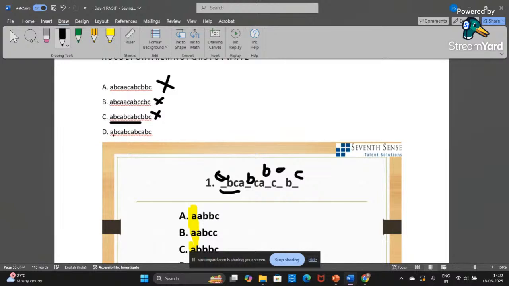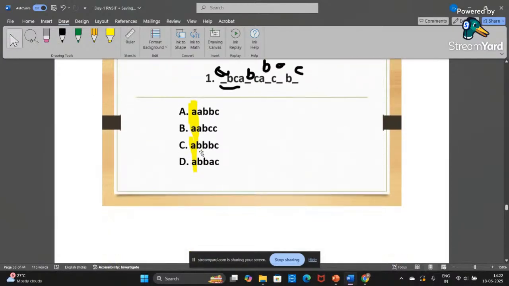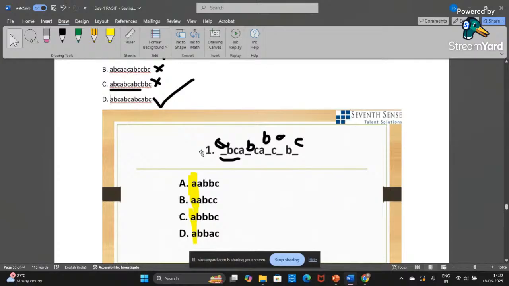Let us try with the fourth one. A B C A B C A B C A B C. See, here we have the sequence. So option D is the right answer. This is how you need to answer. But you have to be fast. Just for your understanding, I have taken all the options and filled them in the blanks to make you understand how the series would look.